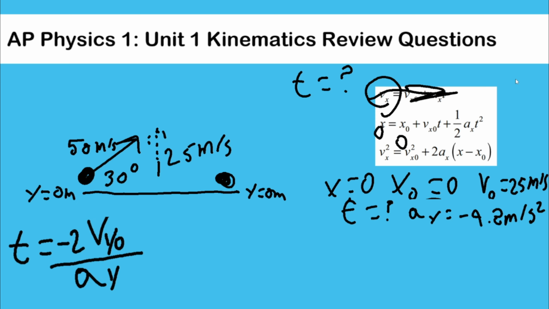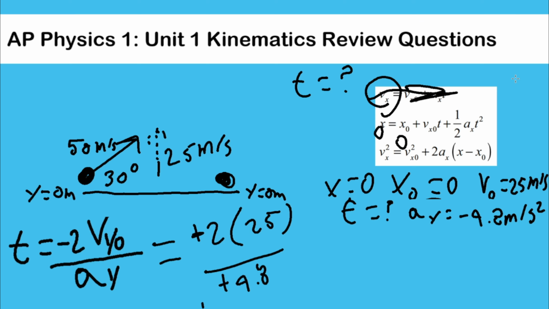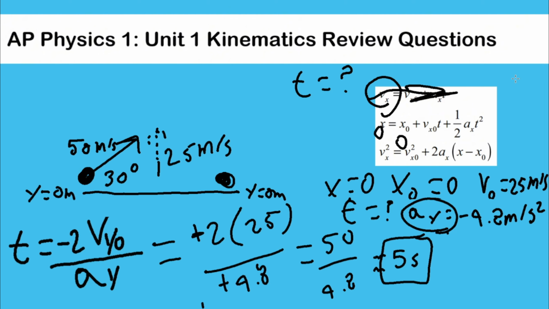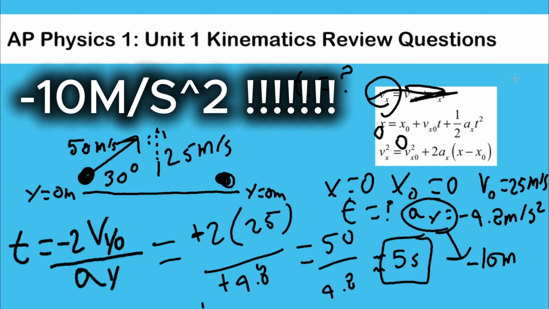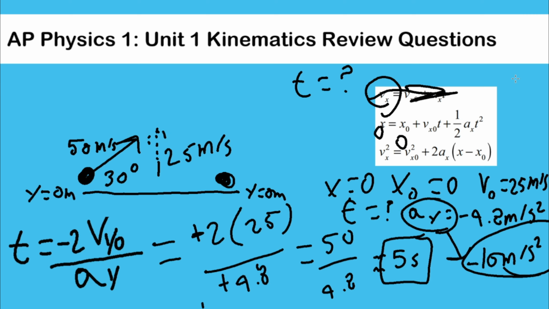So let me make some more room here. So now we're left with this equation, and by plugging in some values, we get that negative 2 times velocity initial, which is 25, divided by negative 9.8 meters per second squared. And these negative signs cancel out, so we're left with positive, equal to 50 divided by 9.8, which is approximately 5 seconds. That's our final answer. On the AP Physics test, you can say that acceleration due to gravity is negative 10 meters per second squared, and it'll still be right.